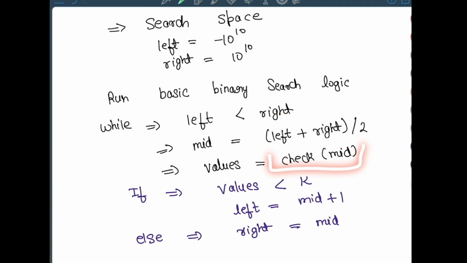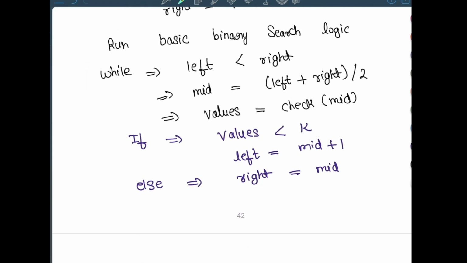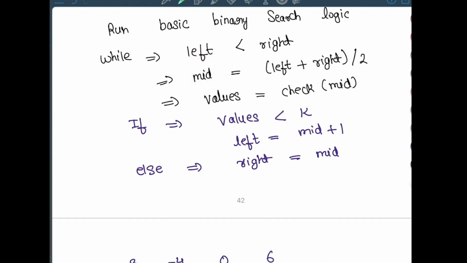I want to check how many products do I have which are less than or equal to this mid value. Why am I trying to do it? That's very simple to understand. I need to find out k products which are less than or equal to mid, right? So if I have a mid value, I am assuming that this can be the answer.